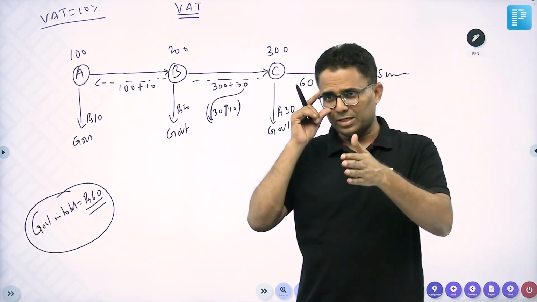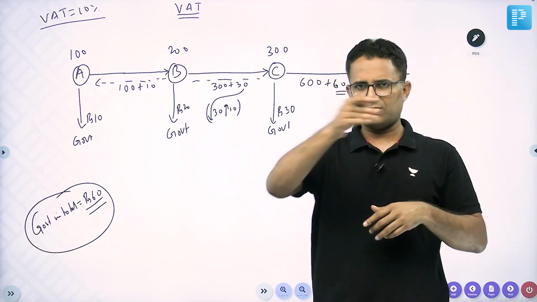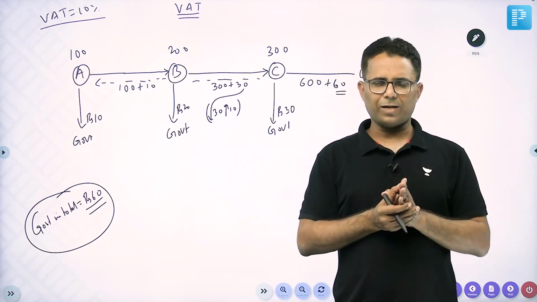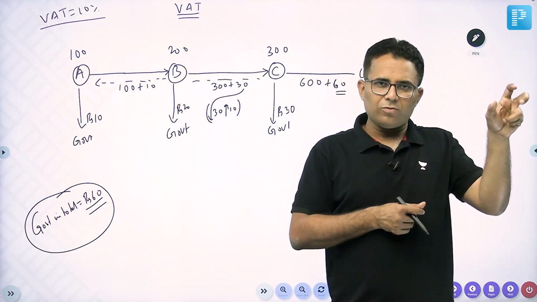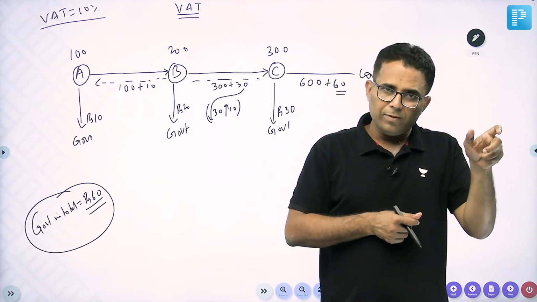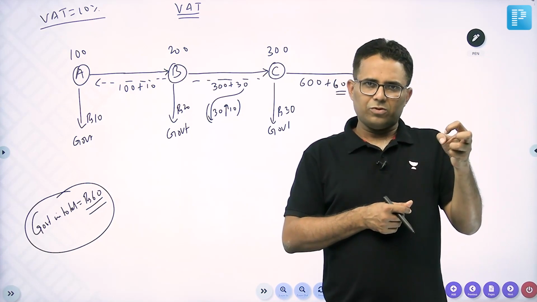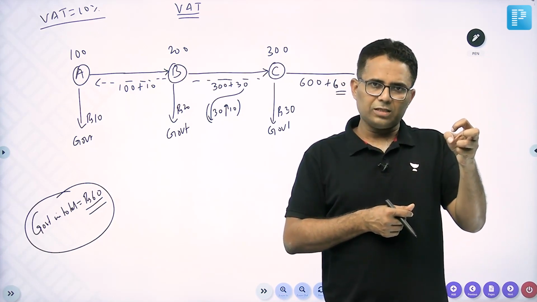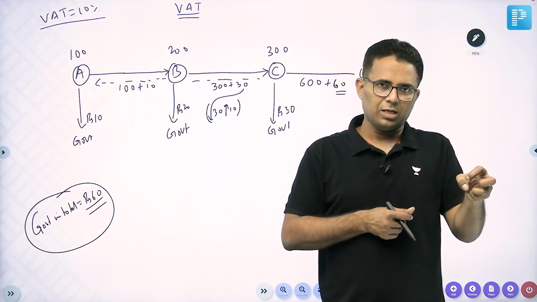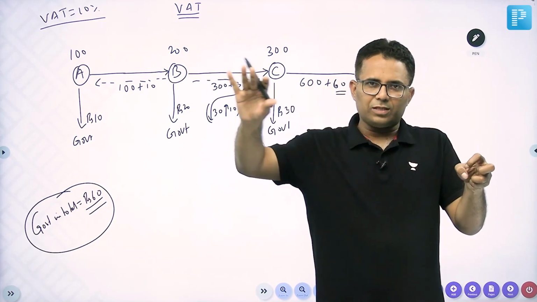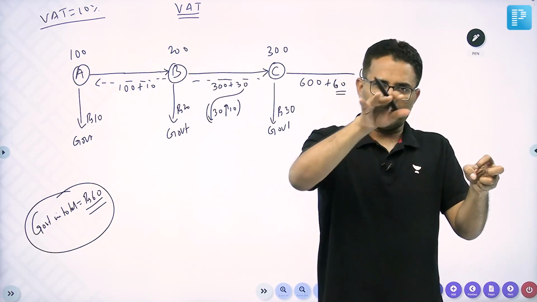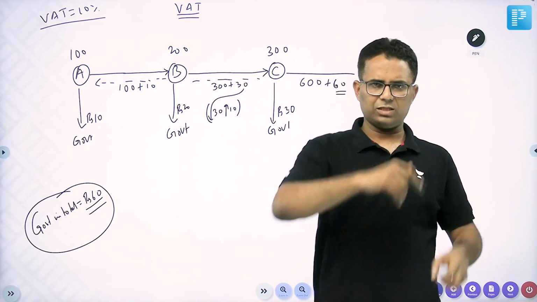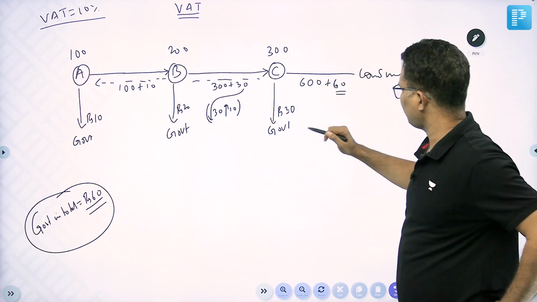Because suppose this chain has 7 suppliers. Now at the end of the chain, when the supplier sells to the consumer, he will be selling the entire value of the product to the consumer. He will be collecting the entire value of tax. Government is just saying that you pay the entire value of tax. And whatever tax have been previously deposited by other suppliers and paid by the end supplier, that government will return to the end supplier.